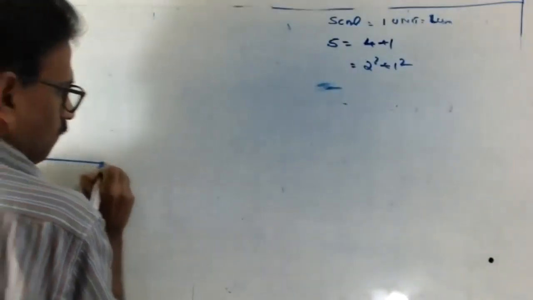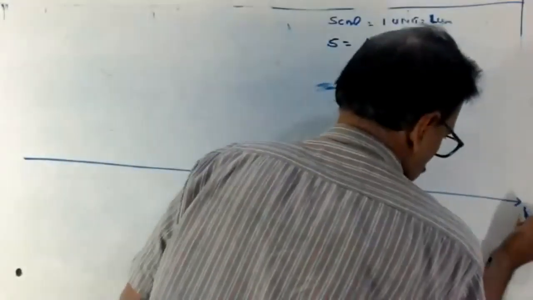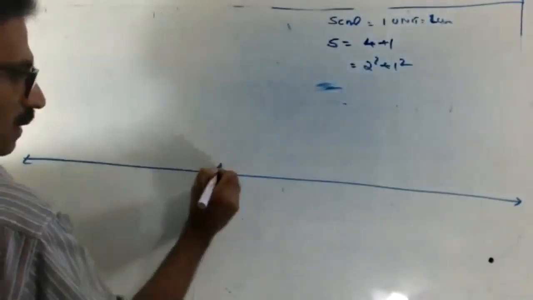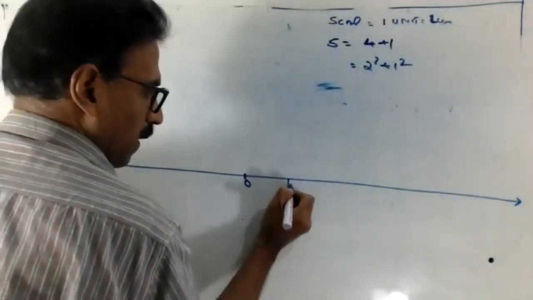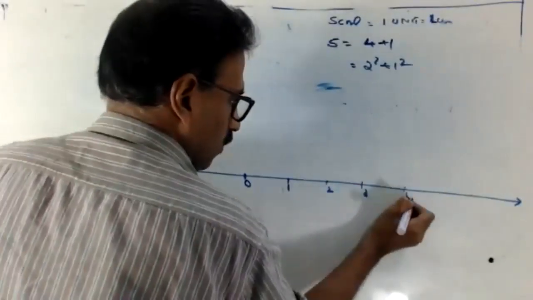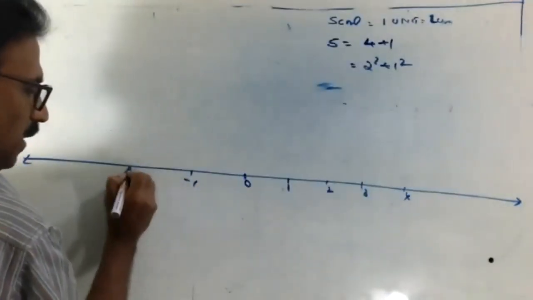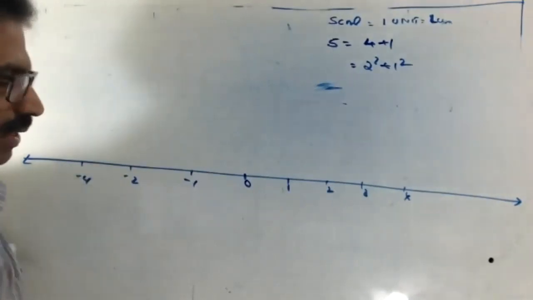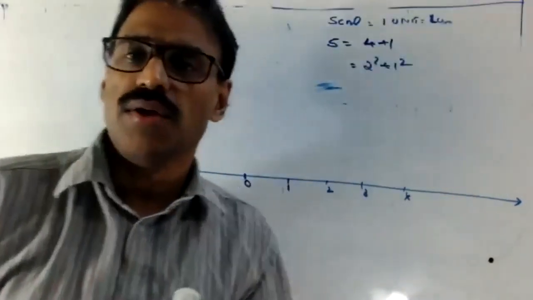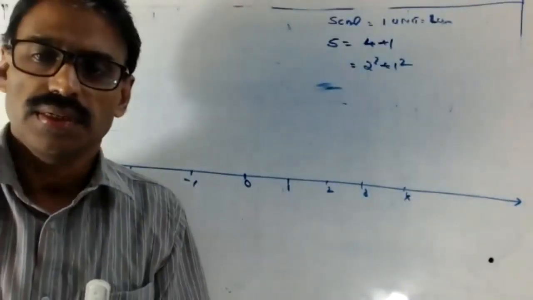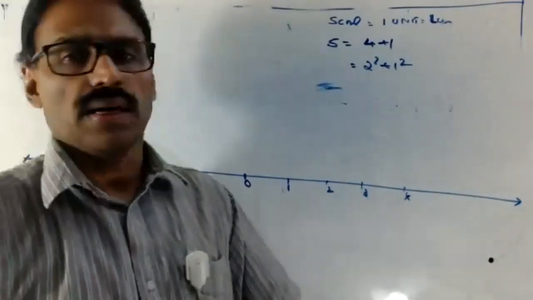Then look, here 0, 1, 2, 3, 4. Minus 1, minus 2. The homework questions, when you draw, should have a number line. Okay, it should be on the number line.